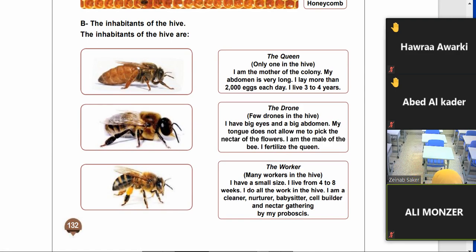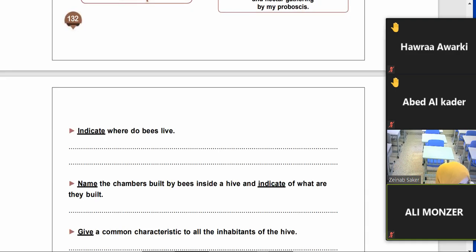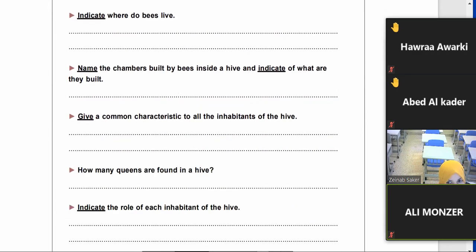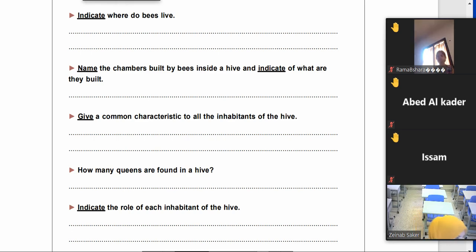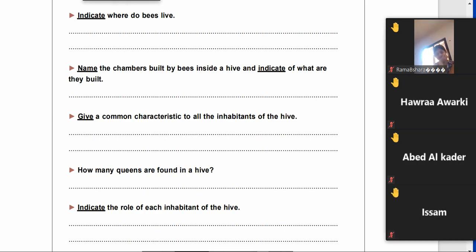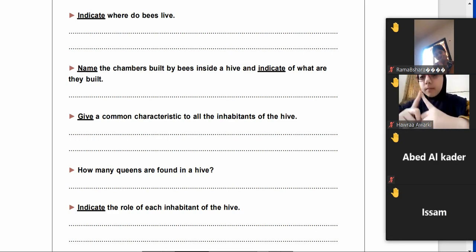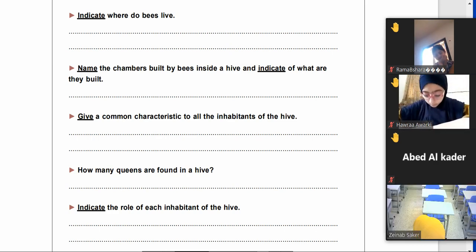Let's move now to answer the questions based on these two documents. The first question is, indicate where bees live. I can't choose until I see at least 10 students raising their hands. Where do bees live based on the documents? Okay, Isam, where do bees live? Bees live in the hive. Very excellent. The bees live in the hive or in a beehive.